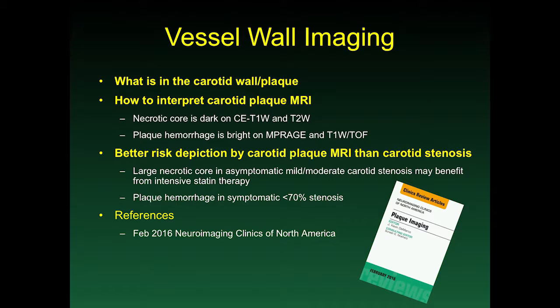So what I wanted to do with you this afternoon is to go over what's in the carotid wall, or the plaque: necrotic core, pocket of pus, non-enhancing area on contrast-enhanced T1; early intraplaque hemorrhage, looking like hemorrhage anywhere else, bright on T1.